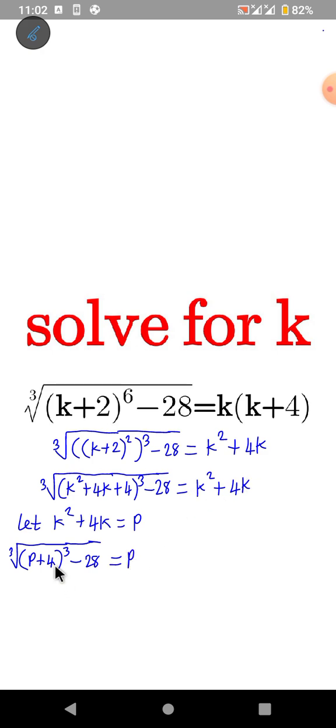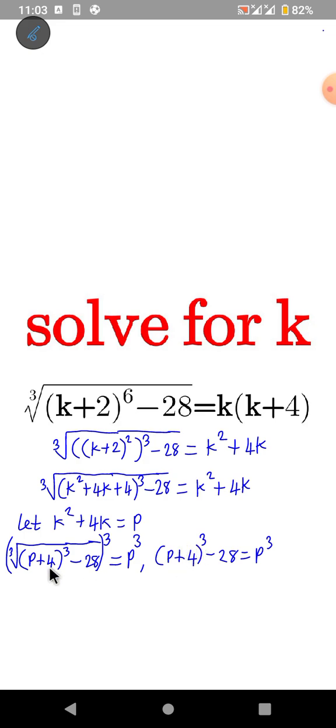Then now my next step will be to raise both sides to the power of 3 to remove this cube root sign here. So I'll raise here to the power of 3. I'll raise this to the power of 3. Then also I'll raise here to the power of 3. Now this 3 we divide this 3. So we are now left with, open bracket, p plus 4 raised to the power of 3 minus 28 equal to p raised to the power of 3. Then now my next step will be to expand this p plus 4 raised to the power of 3.